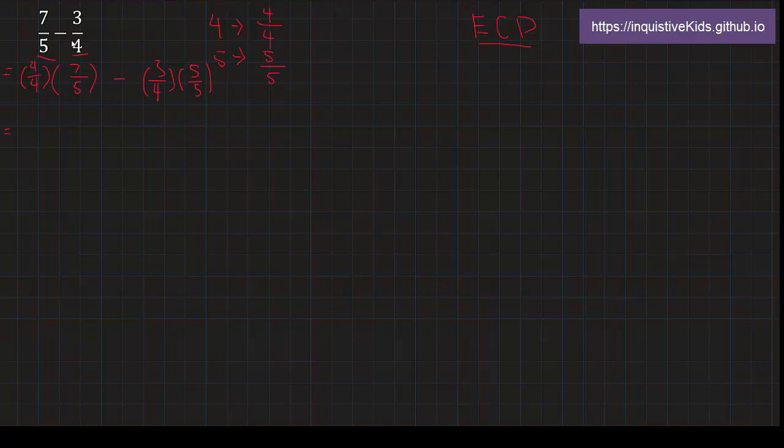Now we simplify. 4 times 7 is 28, and on the bottom we get 4 times 5, which is 20. And 3 times 5 is 15 on the top, and 4 times 5 is 20 on the bottom. So we have made each fraction into its equivalent fraction. Now they're like fractions, which makes subtracting and adding much easier. So we leave the denominator the same, and we subtract the numerators. 28 minus 15 is 13, and that is our answer, 13/20.